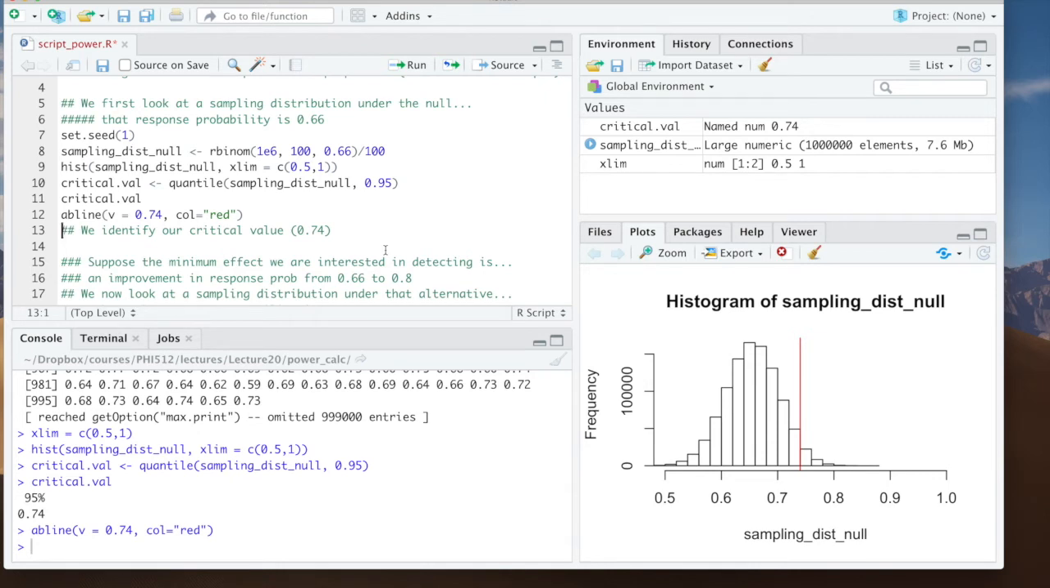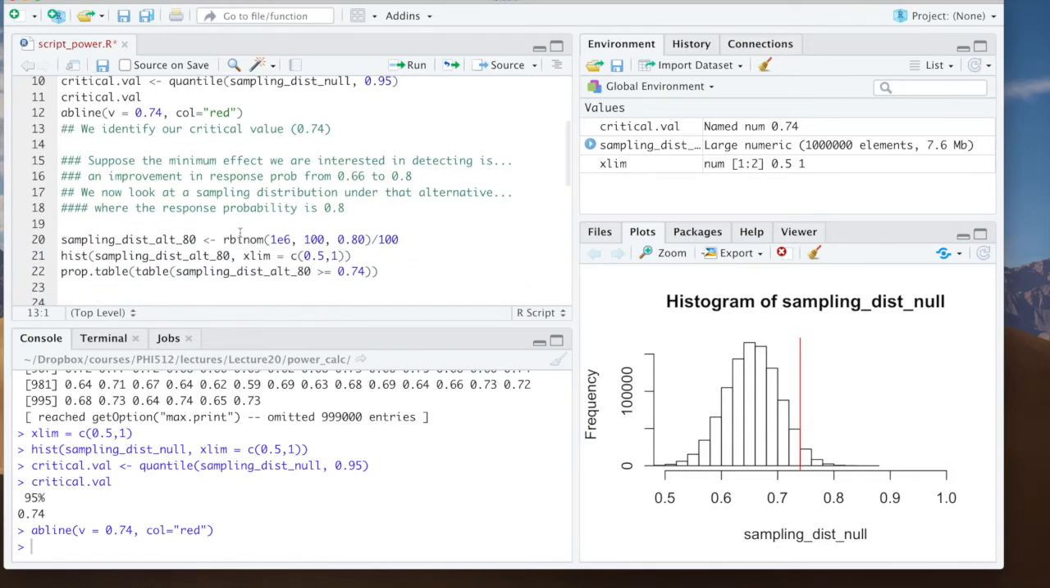So what do we want to do? Rather than looking at the sampling distribution of the proportion of patients who respond under the null value, 0.66, we want to instead look at the sampling distribution for the proportion of patients who would respond under that alternative value where each probability is 0.8. So we run this rbinom command again, except now where we had 0.66, we now have 0.8. So we're essentially flipping a coin 100 times, each time with a 0.8 probability of heads, and measuring first the number of heads, then the proportion of heads, and we're running that experiment 1,000,000 times. So again, we can do that.